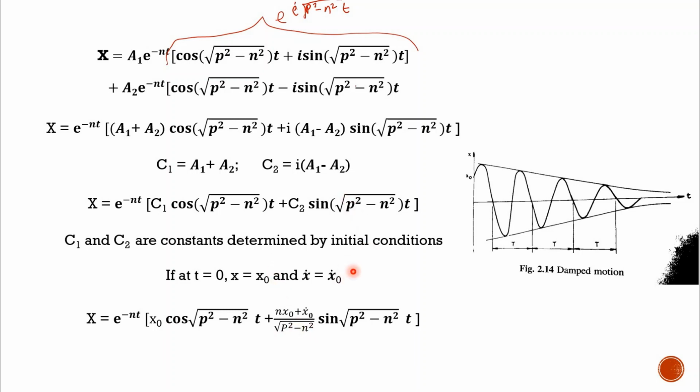That differentiation part and other explanation is given in the previous video. If you want to see that, you can watch the previous video, module 6 part 1, previous year question paper solution. There I have explained it clearly. So I'm just writing down the values of C1 and C2 here. C1 is x0 and C2 is n x0 plus x dot 0 by root of p square minus n square. So this is the equation for a damped free vibration by substituting the values of C1 and C2.